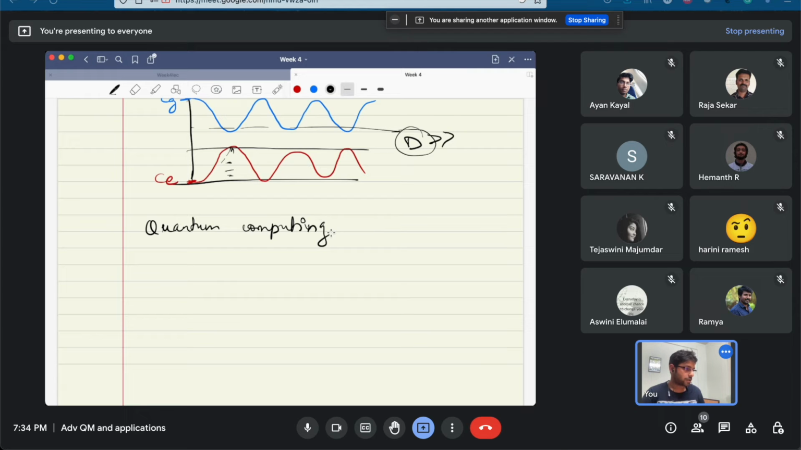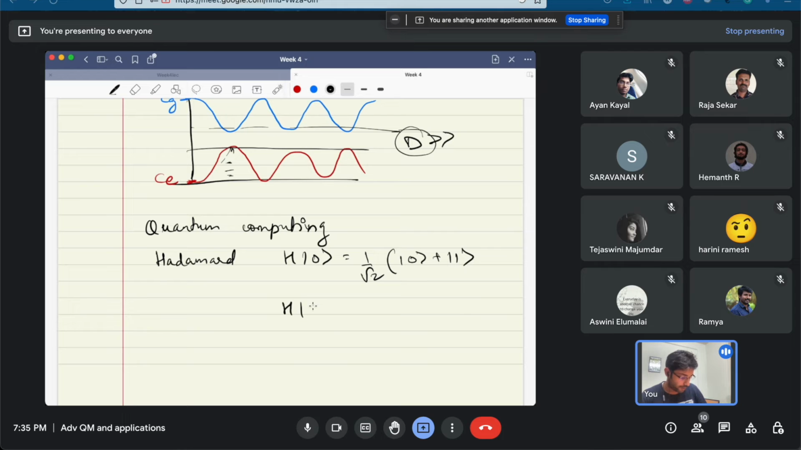Okay, so first of all, I'll just give a short recap on the gates. First of all, we had a Hadamard gate, which essentially creates a superposition state. So if you operate a Hadamard gate on 0, you get a 0 plus 1 superposition.